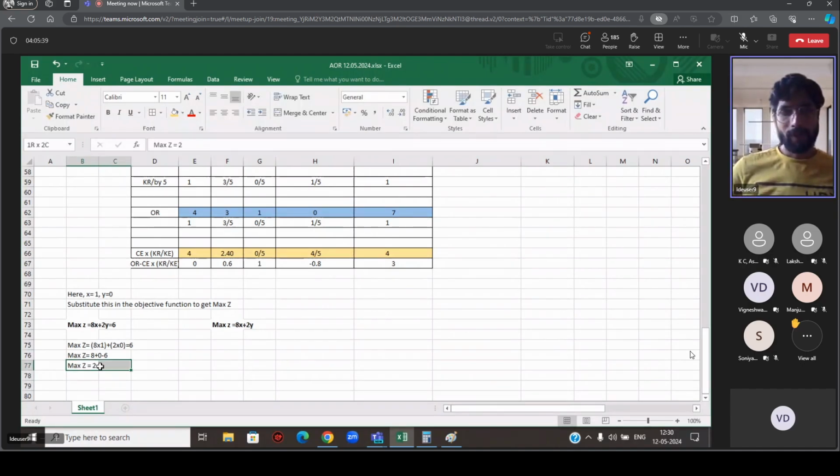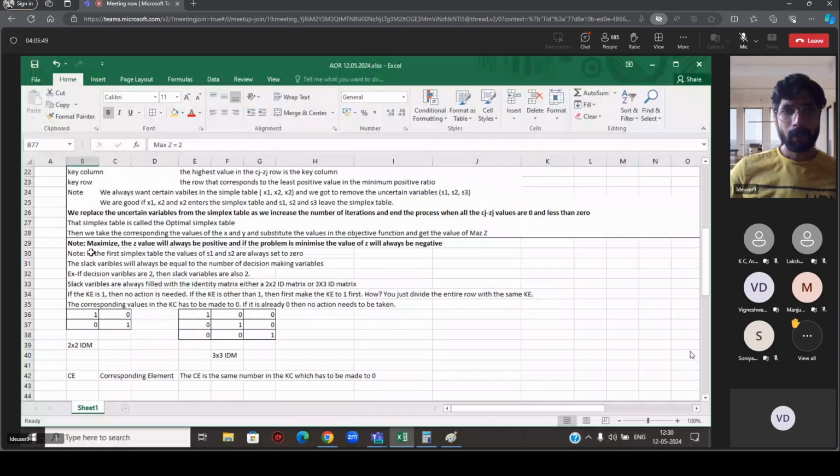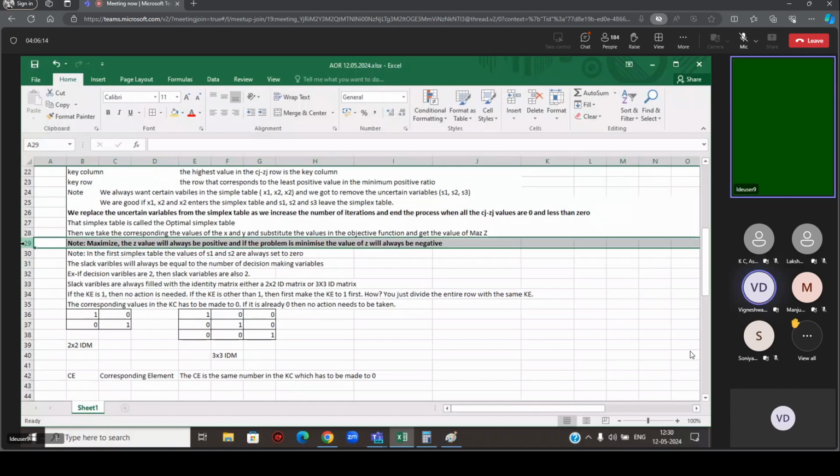Now this is your final answer. If you get this, 20 marks. You see here, max z is plus 2. What did I say here in the note? For maximize, listen to this. For maximize, the z value will always be positive. Can you see that note here, which I've highlighted? In case it is a maximization problem, the value of z will always be positive. And if the problem is minimize, the value of z will always be negative.